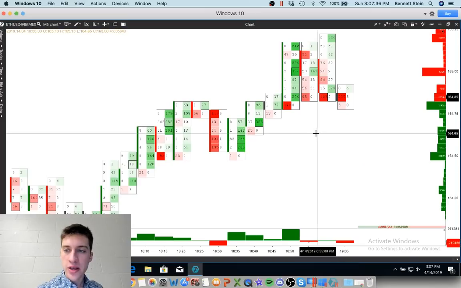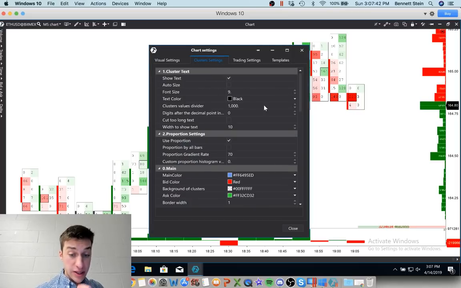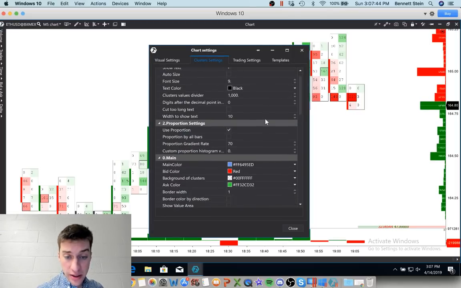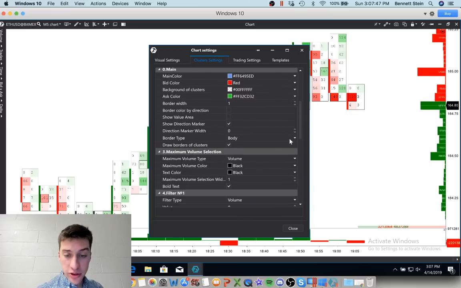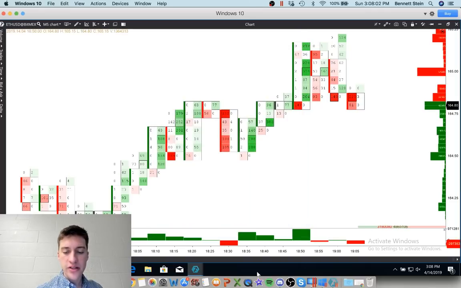Really good question. What you want to do to have it so that the wicks show, you go to settings, guys. Go to cluster settings, and then you go to border type. I can put this as candle, I could put this as body, I can put this as candle for now, because that's the tail, but don't keep this on none. I don't think that really helps. I think it's better to show it as candle. So that's the answer to that.